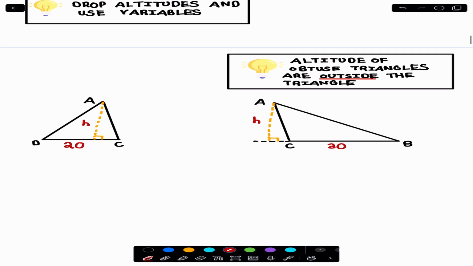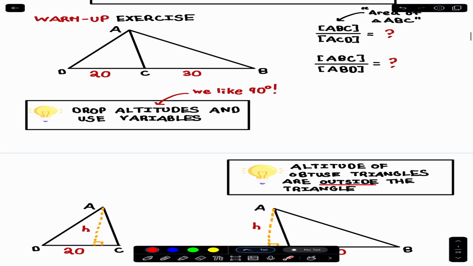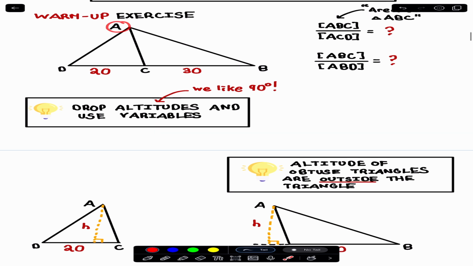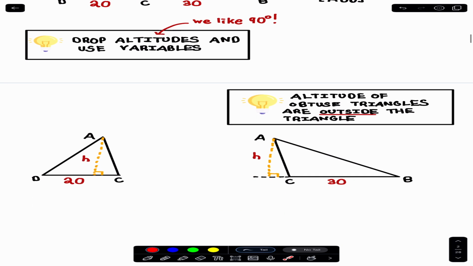Well, that's because both of these altitudes are dropping from the same point, point A, right? That hasn't changed, and this one drops to CD, and this altitude drops to BC. And if we take a look at our original triangle, both altitudes are dropping from point A to CD and BC. But B, C, and D all lie on the same line. So we really have the same altitude for both triangles. That's why I can call both of them H.